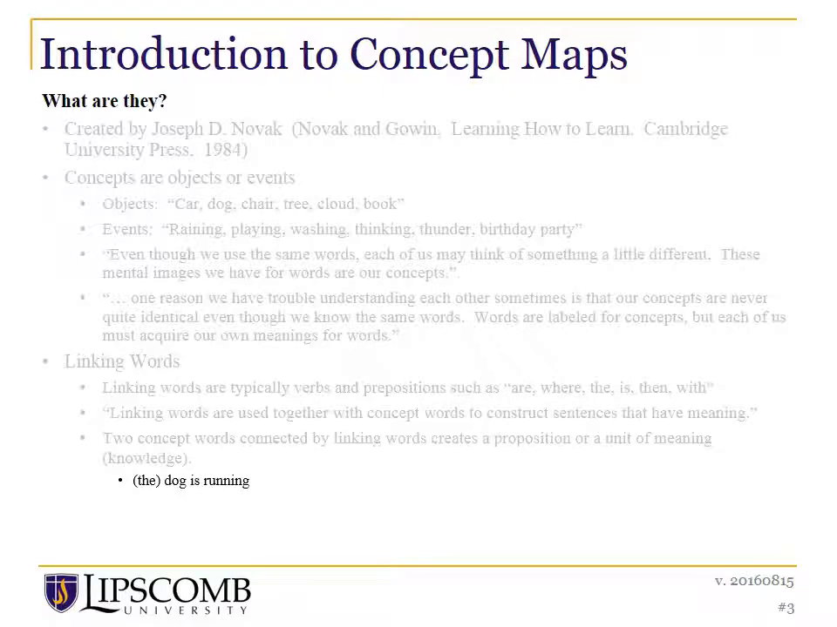So for an example, the dog is running. Dog and running are two separate concepts, an object and an event, and the linking word between them is the verb is. Another example would be thunder is a sound. Thunder and sound are two concepts, and they're connected by the verb is.